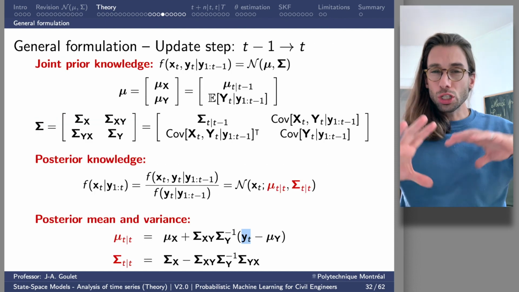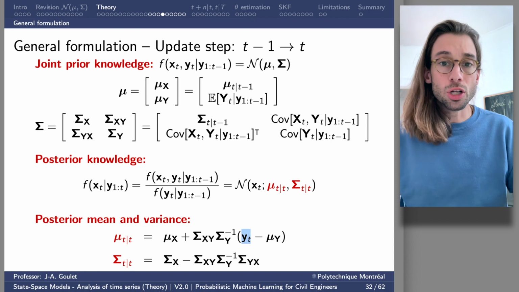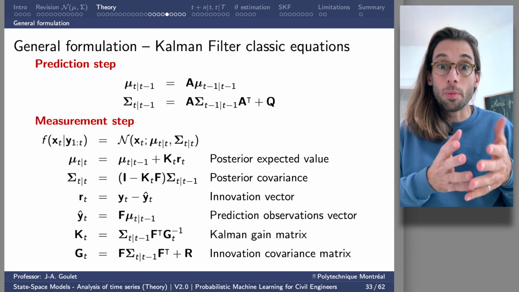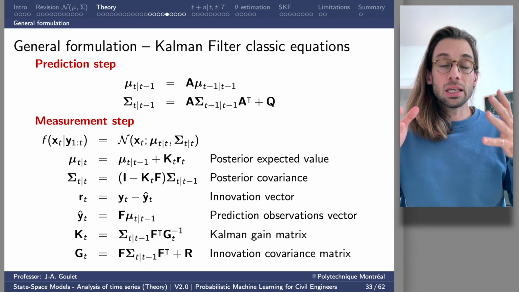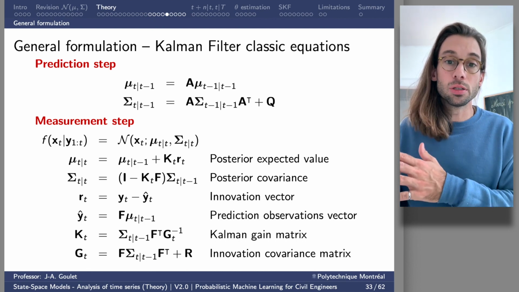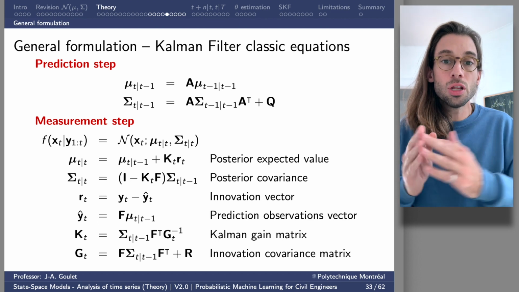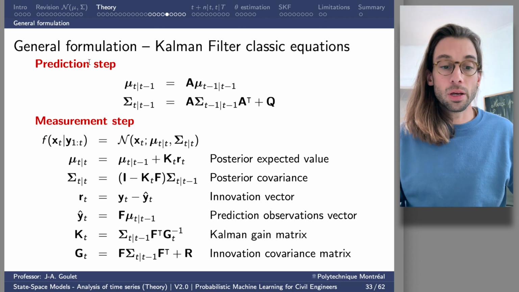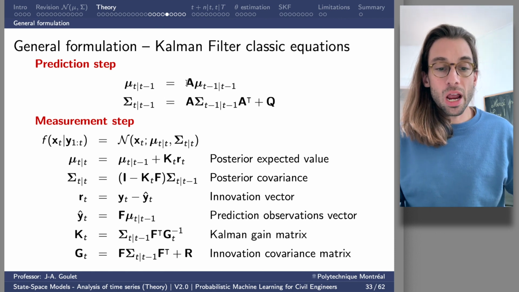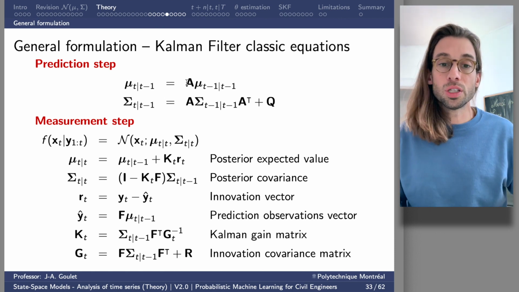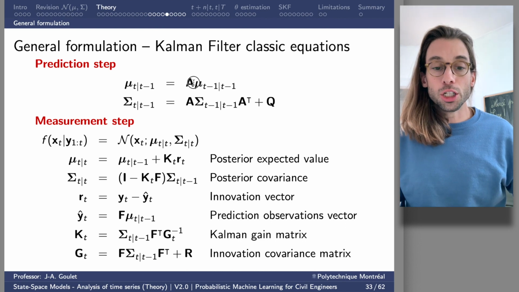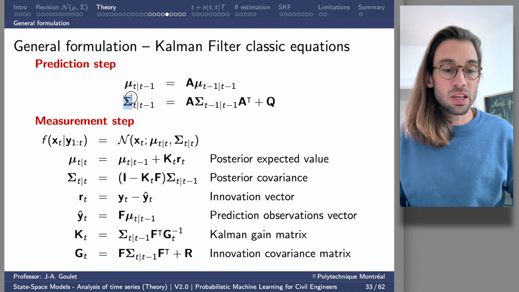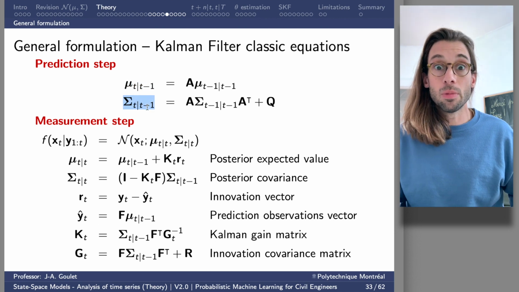Okay, and if we just put together all these equations, all the steps we've done, actually if we just reorganize them, what we're going to obtain is the classic Kalman filter equations. The classic Kalman filter equations are divided into two steps. The first one is the prediction step. It's the same as we had before. We just propagate forward using our transition model from our prior knowledge at time t minus 1 to our prior knowledge at time t, given all the data up to time t minus 1.